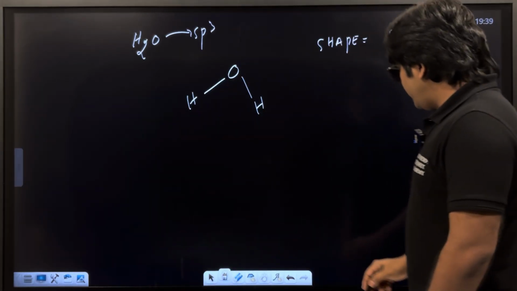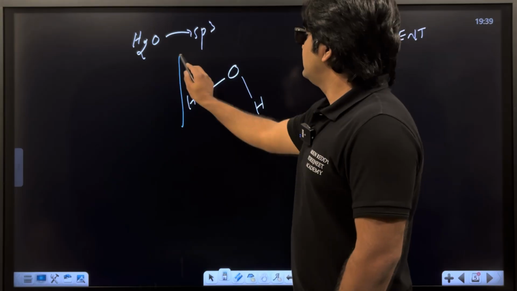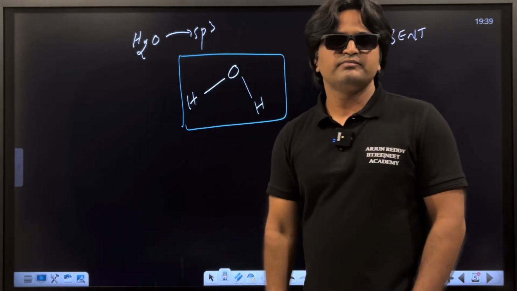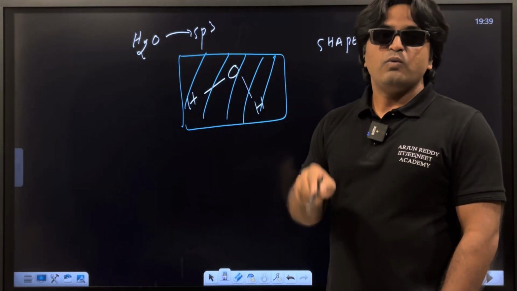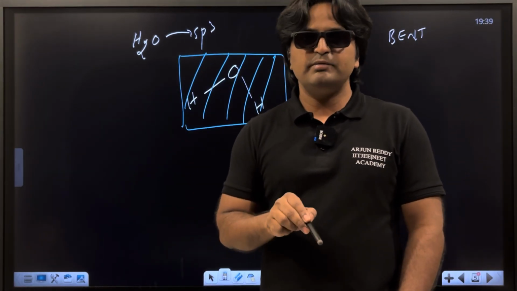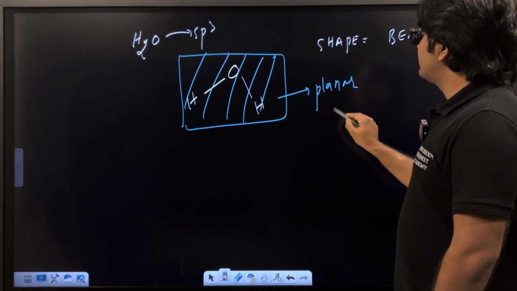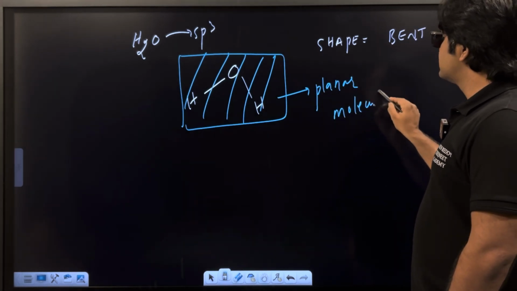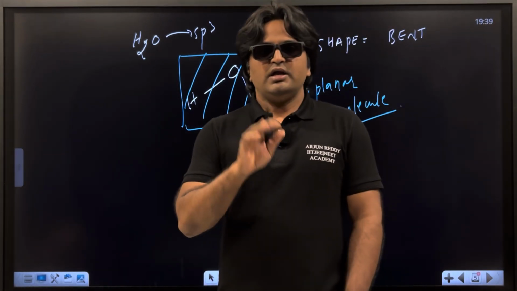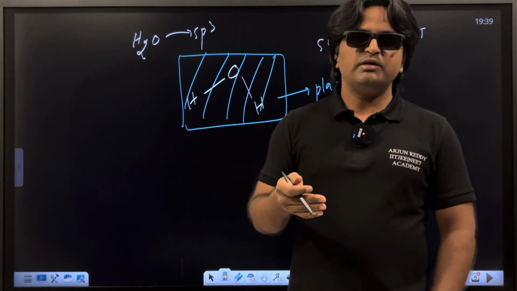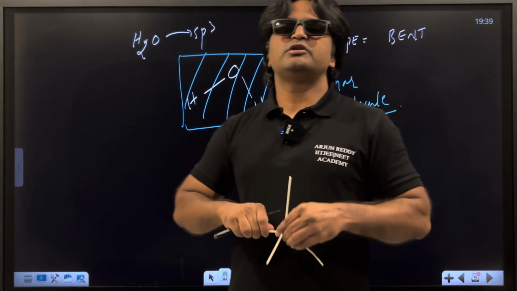Okay, now bent molecule. For example, if you take one imaginary plane like this, all atoms are exactly lying in the same plane. Once all atoms are present in the same plane, that molecule is said to be a planar molecule. So what is the meaning of planarity? Once all atoms come into the same plane, that molecule is said to be planar. Just observe this one.